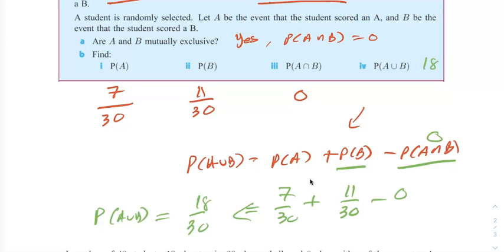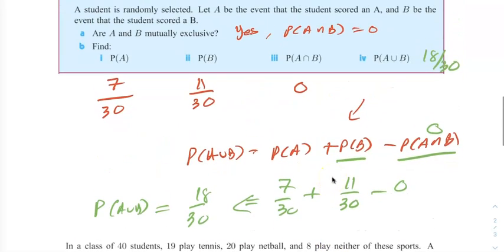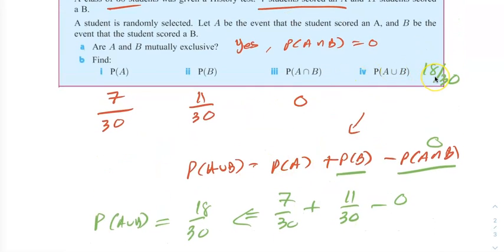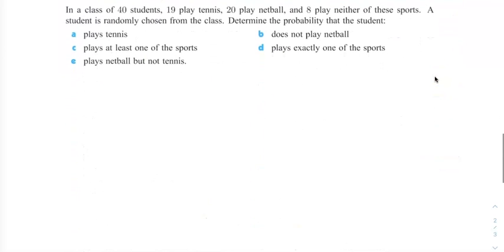That's my answer. So we have an 18 out of 30% chance of scoring an A or scoring a B. Okay, one last one. I also use that formula, the basic combined equation formula, to solve Venn diagrams. So let's look at this example.